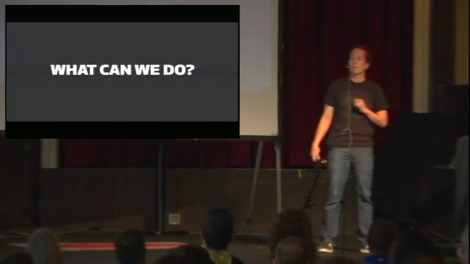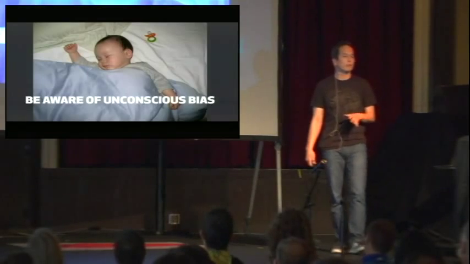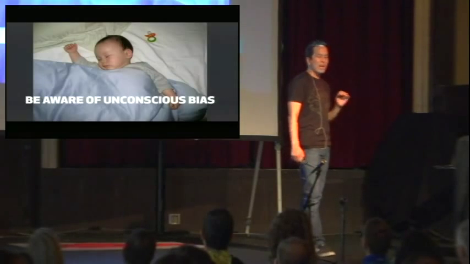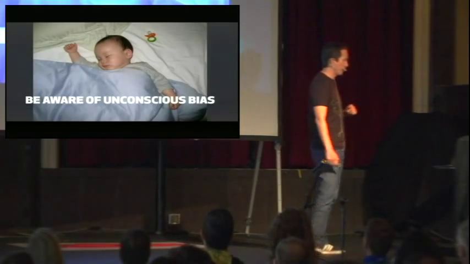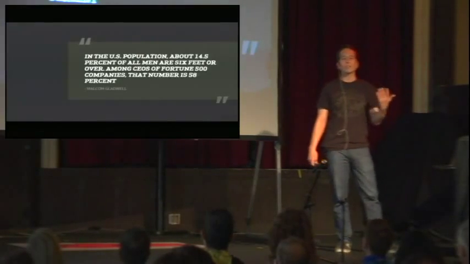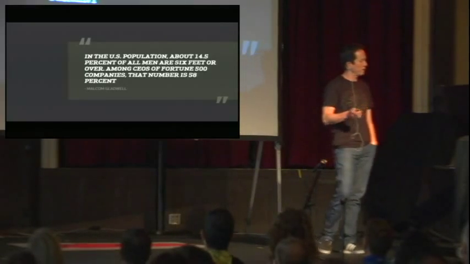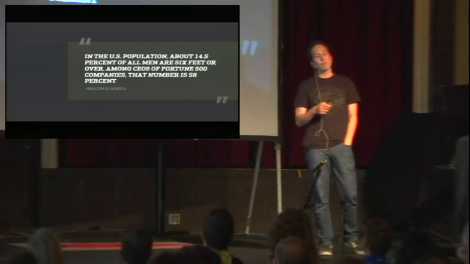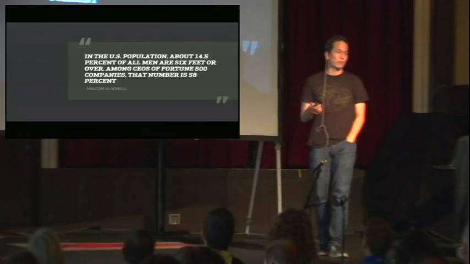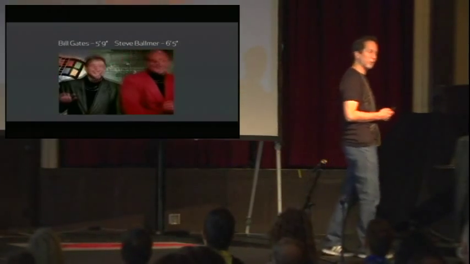So what can we do? We need to be aware of unconscious bias. There's this really great video by Google HR. They're taking a real data-driven approach to all this, and I highly recommend it. I'll have a link up about unconscious bias and how it affects things. The important thing is, I'll give an easy example, right? In the U.S. population, 14.5% of all men are 6 feet and over, but in Fortune 500 companies, 58% of CEOs are 6 feet and over. So would you say that height is correlated to being a successful CEO?